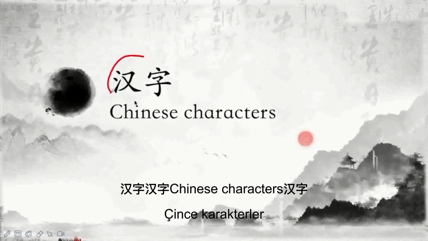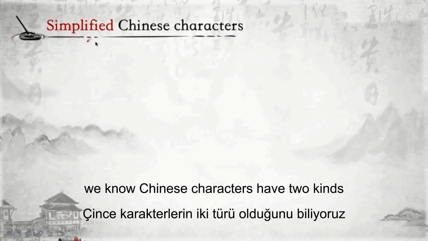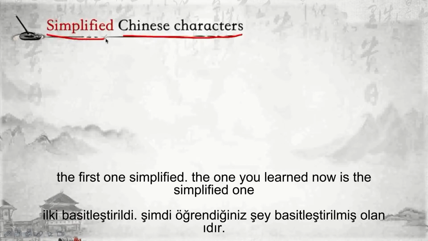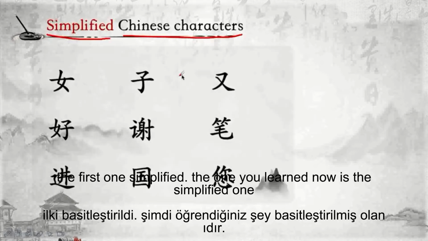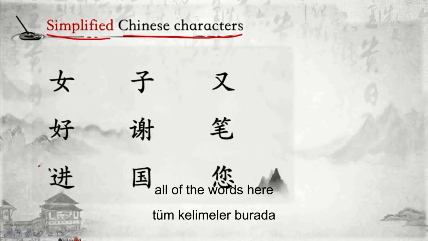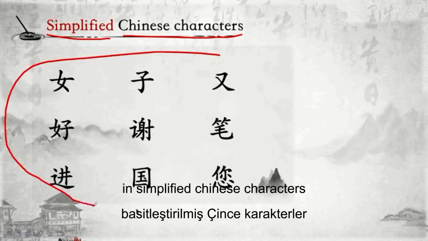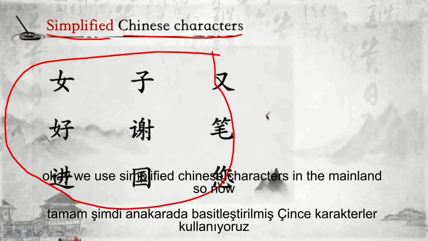汉字，汉字, Chinese characters. We know Chinese characters have two kinds. The first one is simplified. The one you learned now is the simplified one. All of the words here are simplified Chinese characters. We use simplified Chinese characters in the mainland.